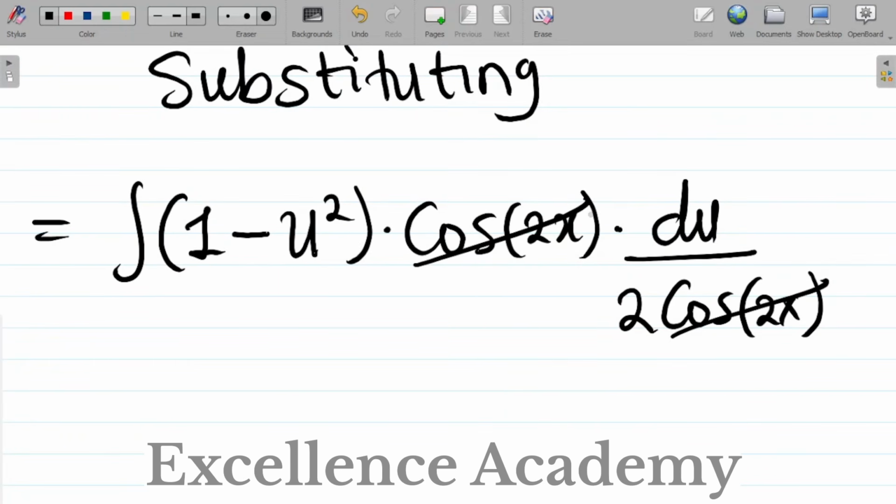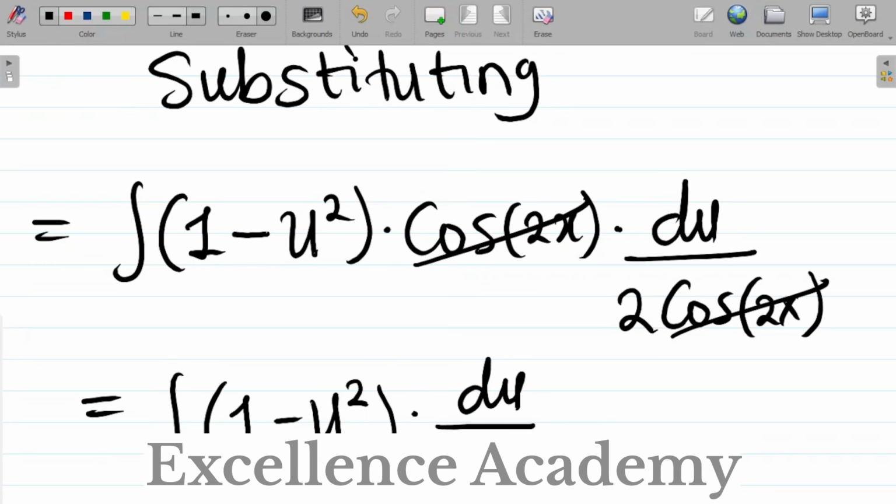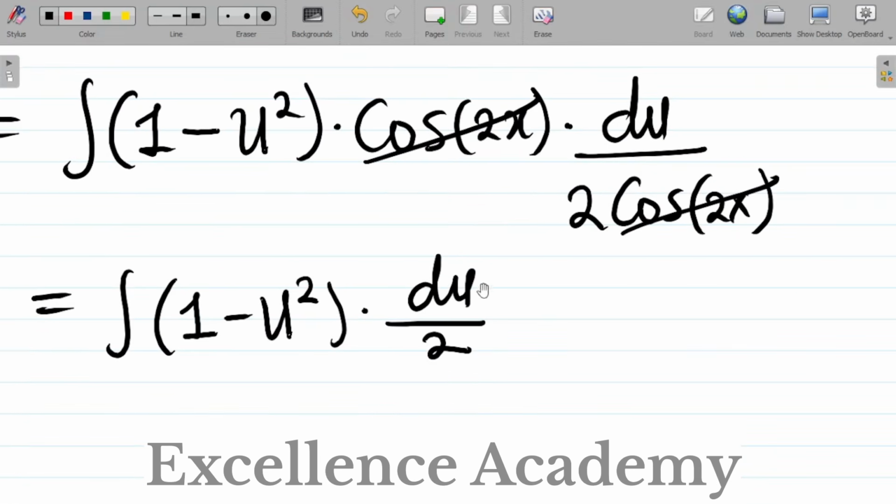You'd want to look for that term such that you differentiate. So that's how this works, okay? You want to look for that term such that when you differentiate and then resubstitute, it will cancel out the terms there. With this, I'm left with the integral of 1 minus u squared. This becomes du over 2. Right? I have du over 2.